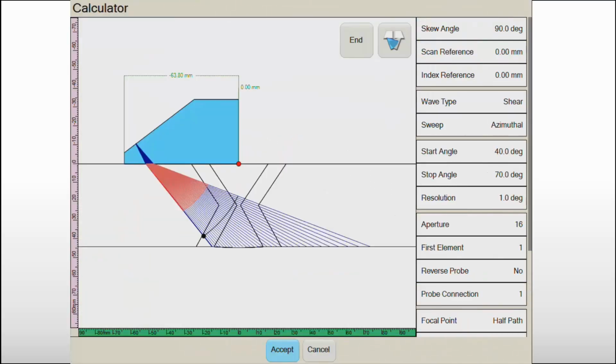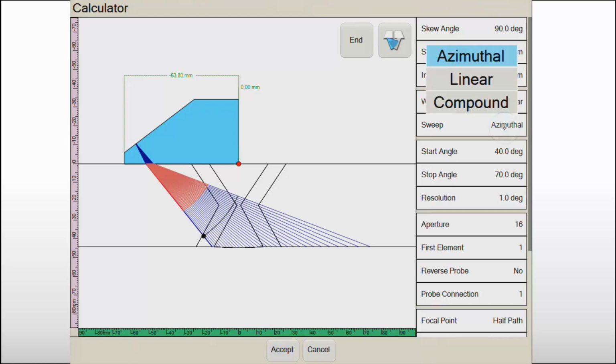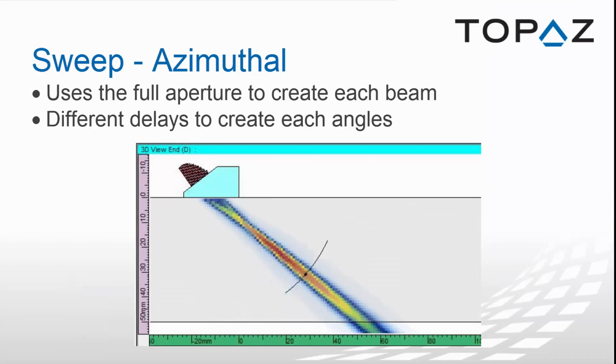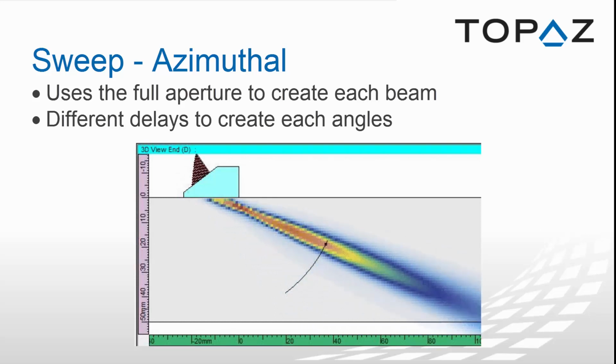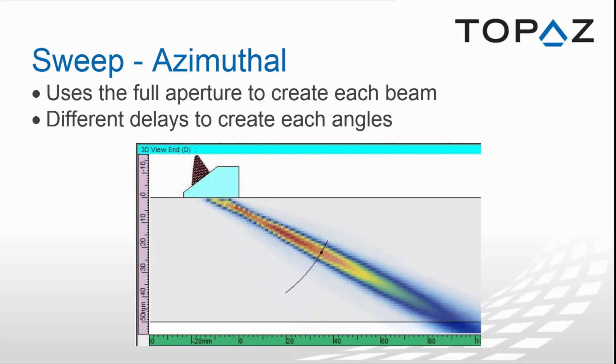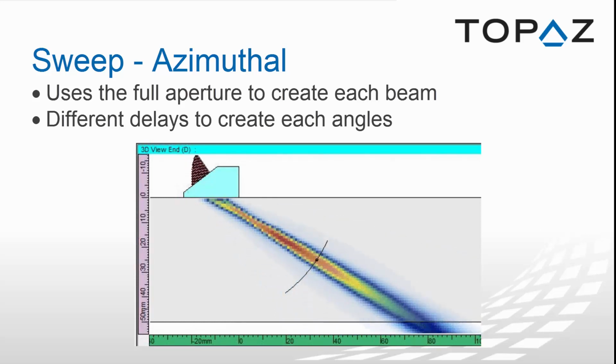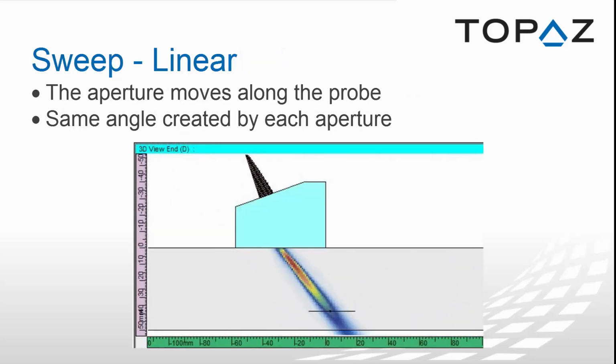Multiple sweep types are available. Let's see each of them in more detail. The azimuthal sweep uses the full aperture to create each beam. As seen in the animation, the same set of elements create each focal law by applying different delays. This is represented by the red lines above the probe.